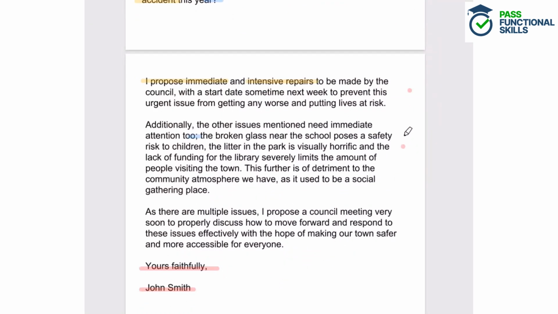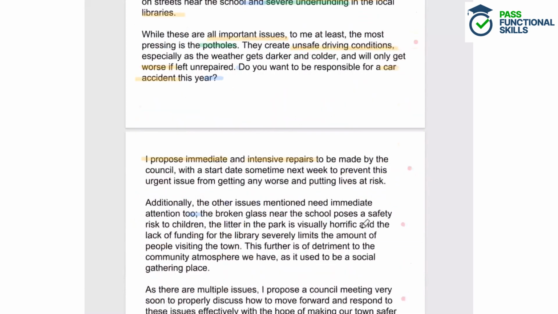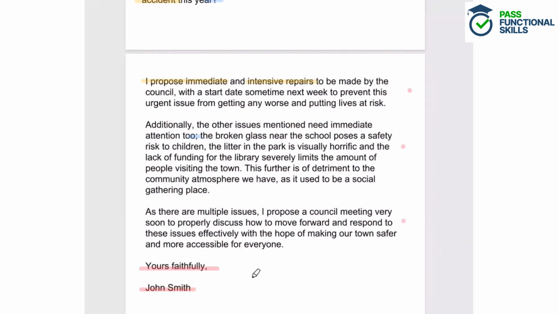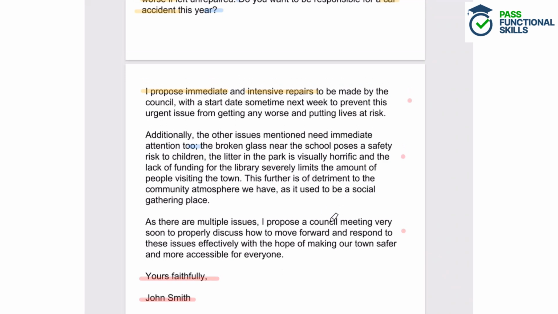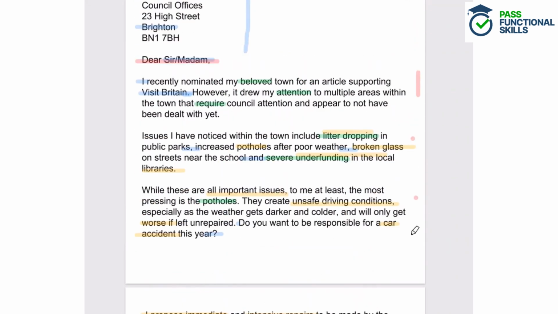Then we return to some previously mentioned issues and explain the negative impact that these are having on the community. And then finally, we've got a suggestion of how the other issues might be resolved through a meeting of the council. So it's a really logical order with an introduction and a kind of conclusion about what the council should do. And we're flowing in a way that makes clear sense to the reader.